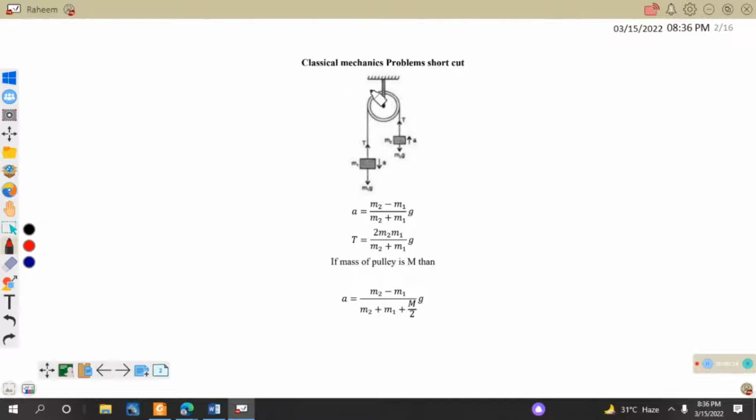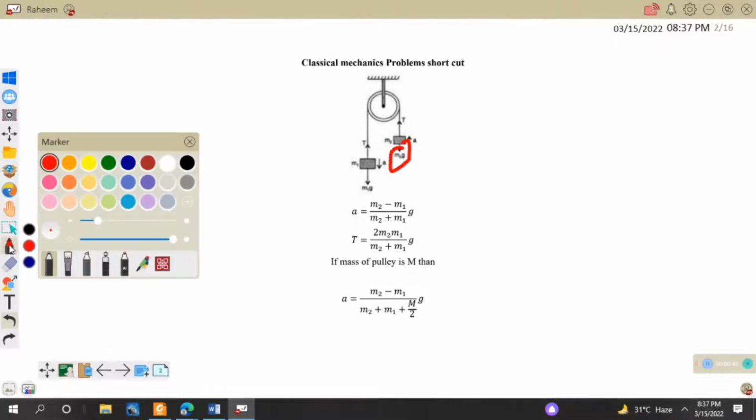The first thing is if we are given a pulley, and in this case the pulley is fixed, and we have to find the equation of motion for acceleration and the equation of motion for tension. So what we do in this case is equate the clockwise torque and anti-clockwise torque. Our weight M2 is acting downward and tension is acting upward in this case.